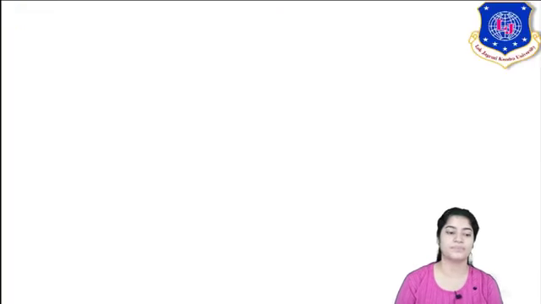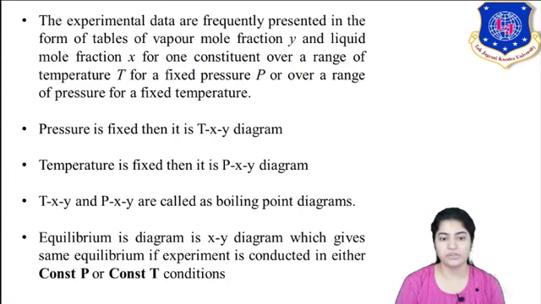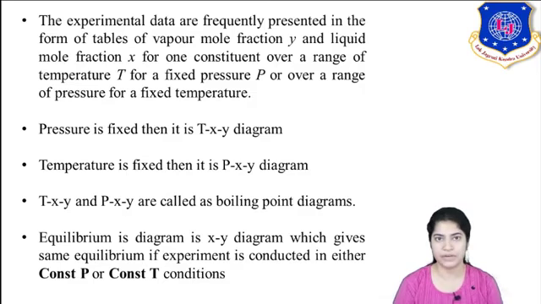Let's move forward. When we carry out an experiment, the experimental data is represented in the form of tables of vapor mole fractions and liquid mole fractions. You can carry out your vaporization experiment either at constant temperature or at constant pressure. For constant temperature, you fix a temperature and boil your liquid at that constant temperature only, and then you vary the pressure.